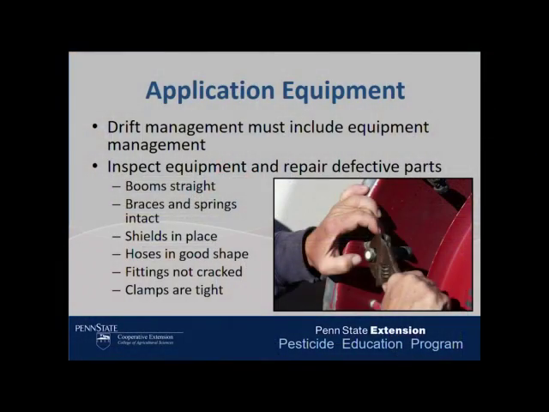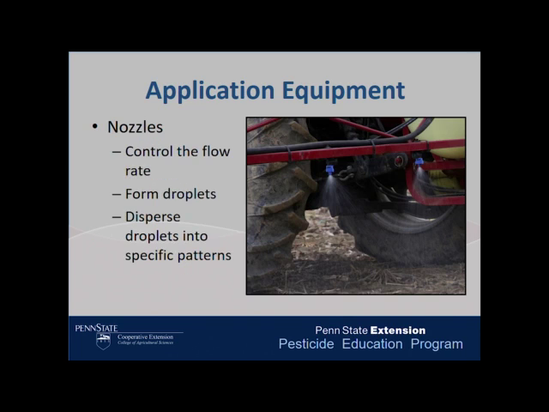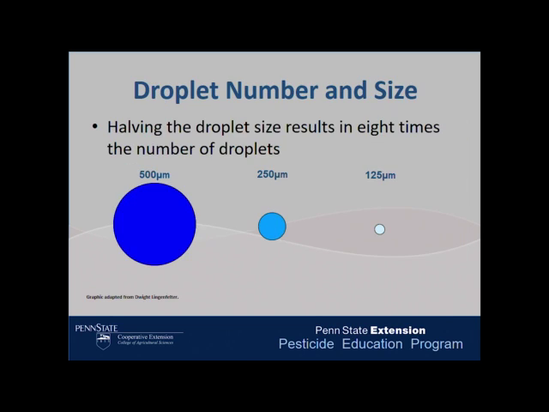Your application equipment, make sure it's in proper order. Certainly anything leaking out of that sprayer is prone to moving off site, so make sure you don't have any defective parts, any leaks. Make sure everything is working in a correct manner. Nozzles are designed to control the flow rate, but also the droplet size, and they're going to disperse the droplets into very specific patterns. And this is one area that you can really reduce your drift.